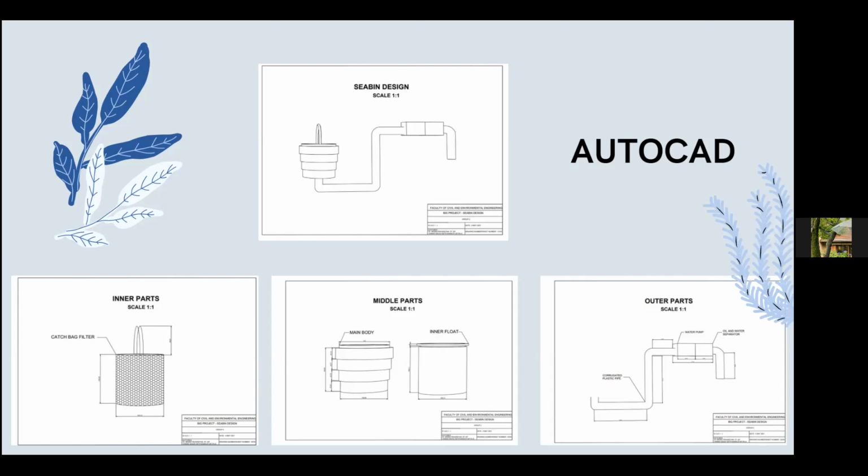We have the middle part here. It consists of mainly the main body and the inner float. The main body will act as an outside cover to the inner float, while the inner float will act as the housing for the inner part. Both of these will be made out of high-density polyethylene. The last one is the outer part. This will be the support for the rest of the parts of the Seabin. The piping and the brackets will be made out of 316 marine grade stainless steel.